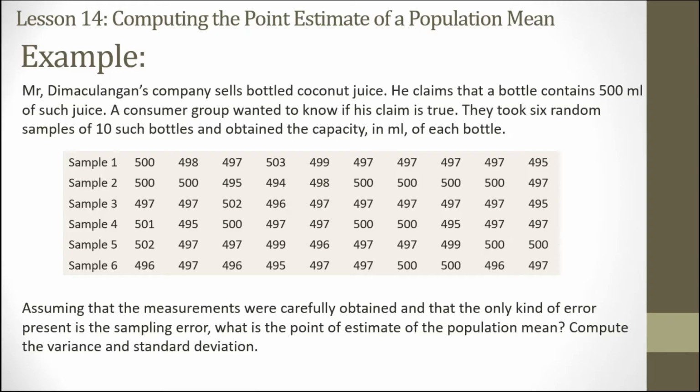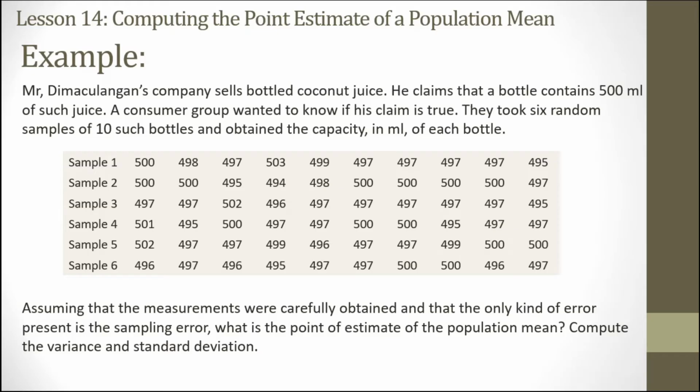So, ito yung meron daw si Mr. De Maculangan na company na nagtitinda ng coconut juice. So, ang sabi, ayon dun sa label, of course, lahat ito ay 500 ml. So, syempre, meron namang mga grupo na gustong tingnan kung totoo yon. So, ang ginawa ng grupo, kumuha sila ng mga bote o mga samples nung coconut juice. So, grinupo nila yon.